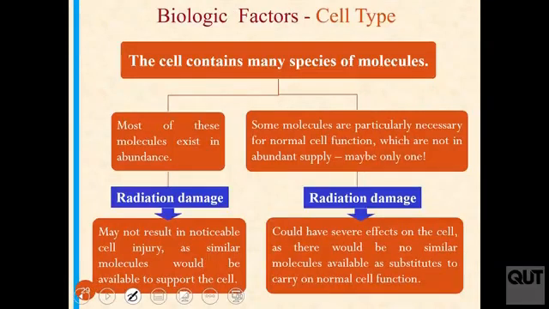The cell type: cells contain lots of different molecules. Some of the molecules, there's a lot of them, so if there's radiation damage to these molecules, there are a lot of spare ones to replace them. But some molecules over here are less abundant in a cell. Therefore, radiation damage killing off a few of these molecules can have a greater effect on the cell. So the type of cell is radiation dependent.